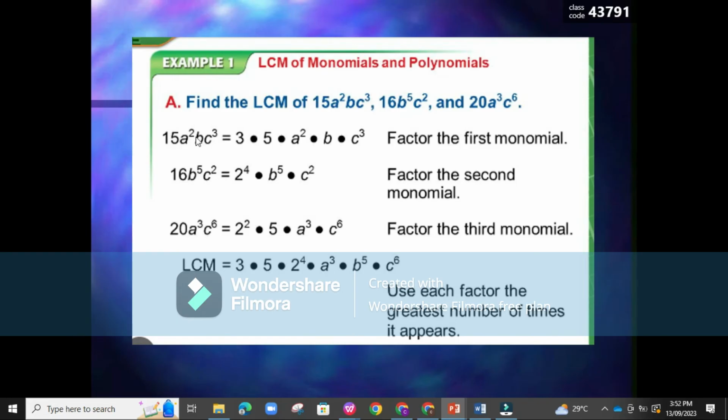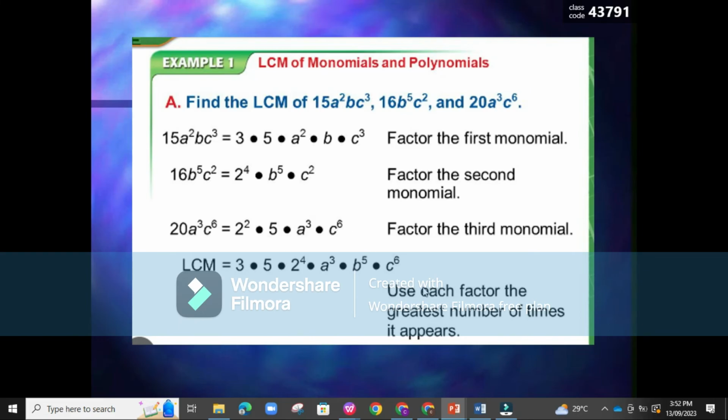So, if you have your 15a squared b c cubed, factor the first monomial. 15 can be factored; the prime factors are 3 and 5. For 16, the prime factors are 2 to the power of 4, or that is 2 times 2 times 2 times 2. For 20, we have 2 raised to the power of 2, that is 2 times 2 times 5. 5 is also a prime number. Then a cubed c to the power of 6.